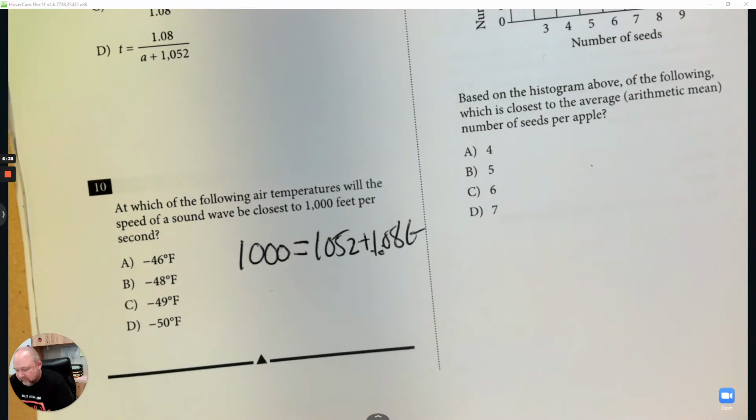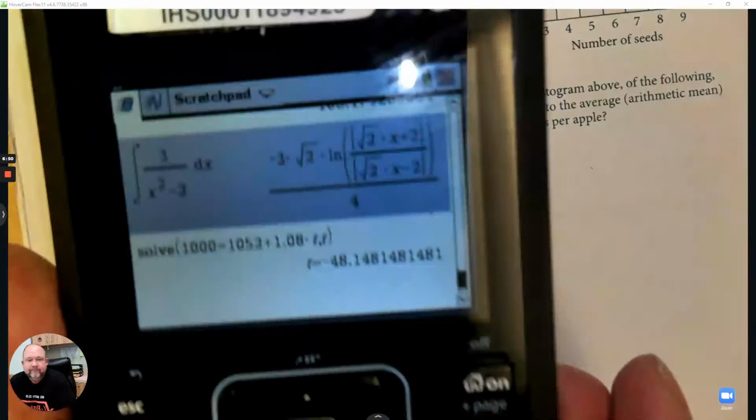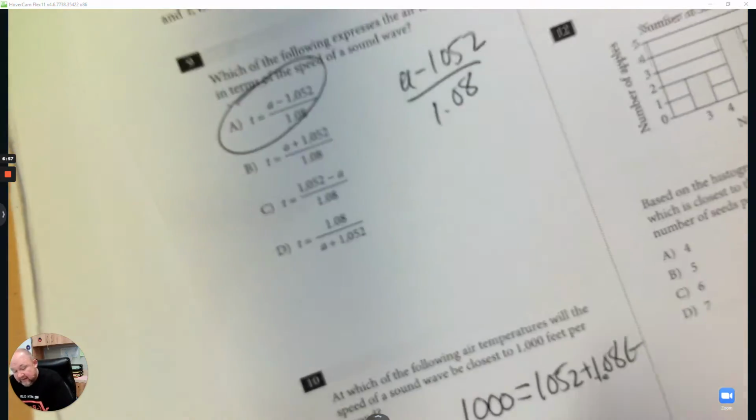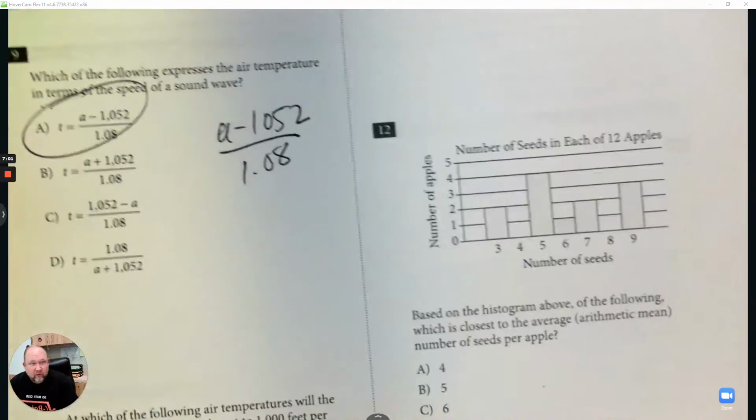So like 1,000 equals 1,052 plus 1.08t, comma t, and then solve it. So make it equal to that, solve it. So the answer is closest to negative 48. You do not need to show work on your SAT. You just work. So whatever scratch work you want to do, just go for it.